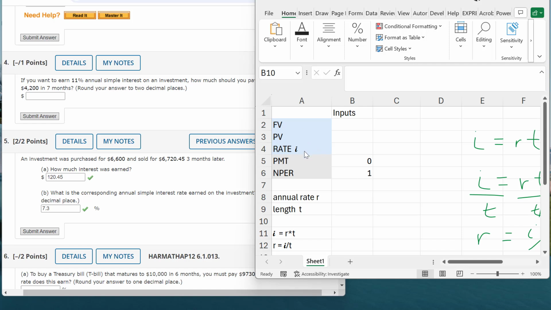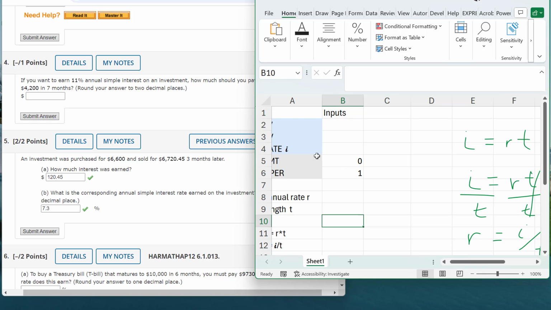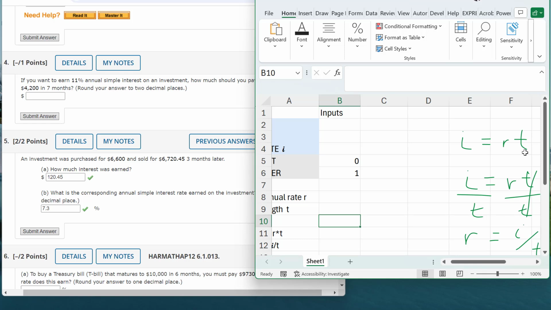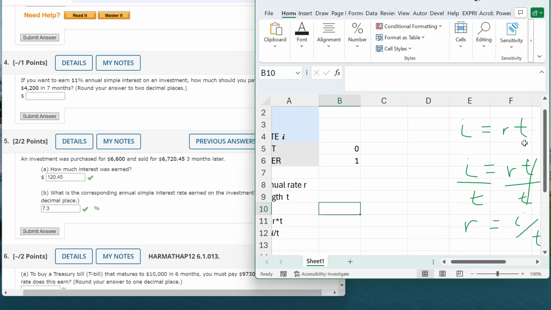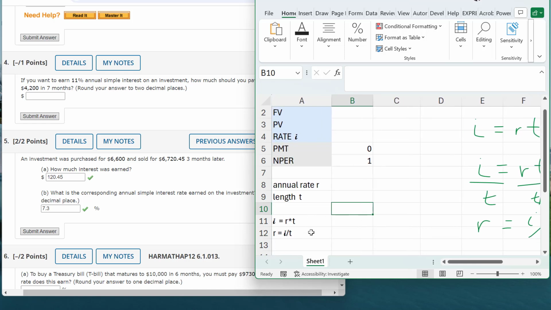Okay, then these 3 blue variables are the ones that we will be working with in Excel. Future value is the amount at the end. Present value is the amount that you start with. And rate is the total percentage that you're going to earn over the duration of the loan. This rate per period, lowercase i, is defined to be the annual rate times the time. If you divide both sides by t, then the annual rate is the rate per period divided by the time. So I'm going to put these formulas down here for reference.